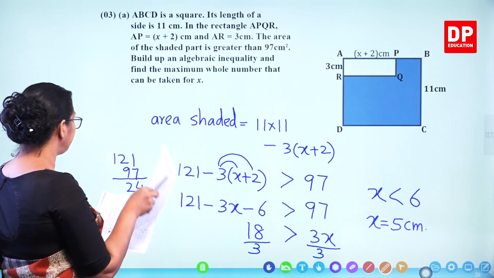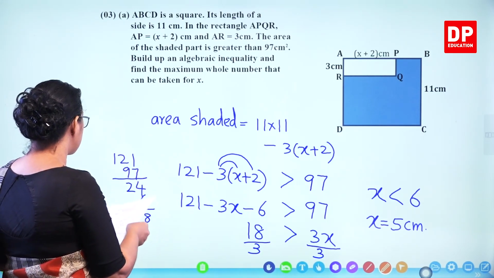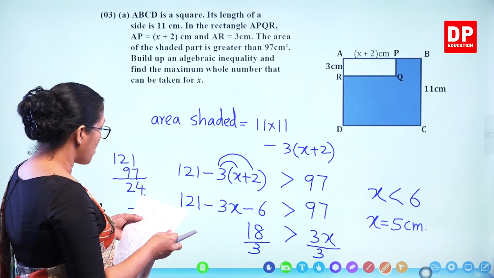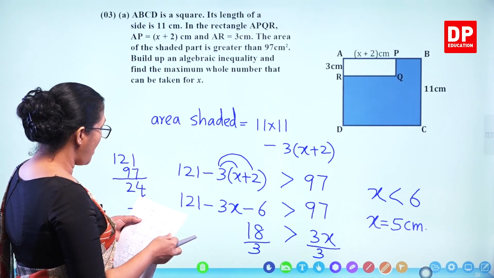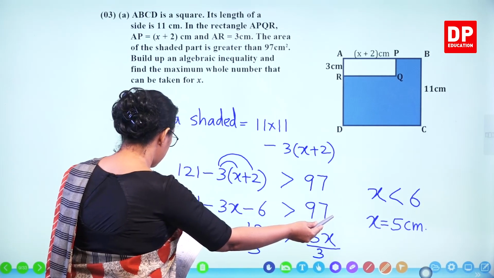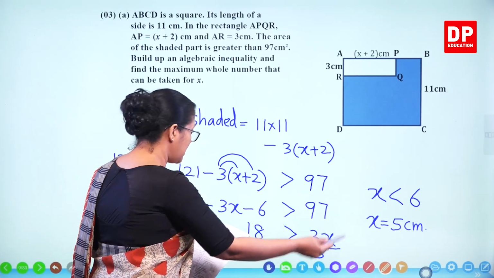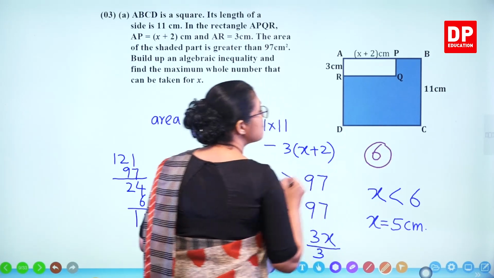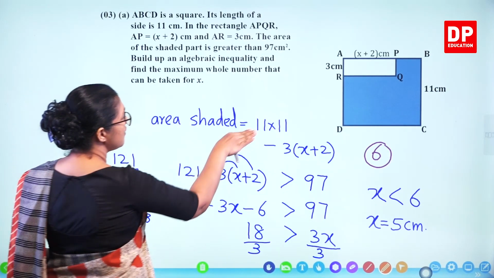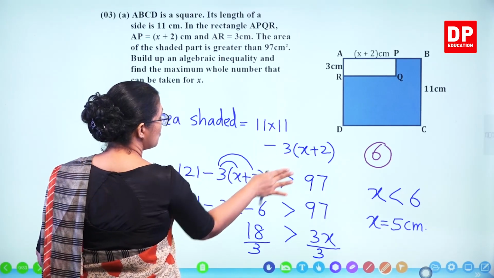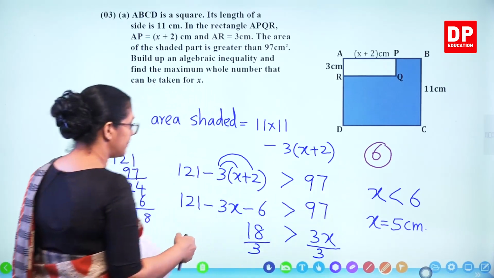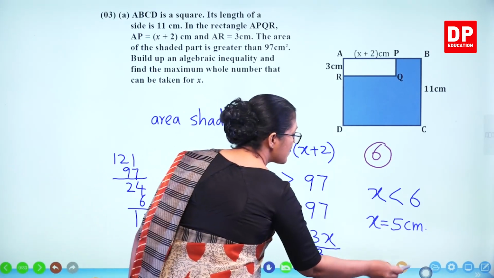Question number 3. So you get 6 marks for the first part. 121, then subtraction, x less than 6, and then 5 centimeter. Altogether 6 marks for this part. So each part like 1, 2, 3, 4, 5, 6. Now we'll take the next one.